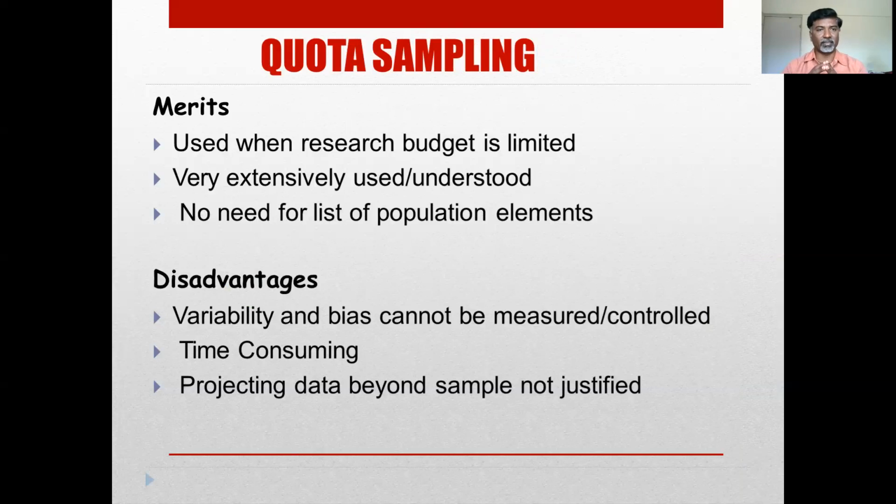Quota sampling has merits like these: this method is used when the research budget is limited, or when the subject is very extensive and particularly well understood, and there is no need for a list of population elements. So in that case, we use quota sampling. This sampling method also has some drawbacks: it is a time-consuming method, and the bias of measurement is also higher compared to other methods. These are some of the drawbacks of the quota sampling method.